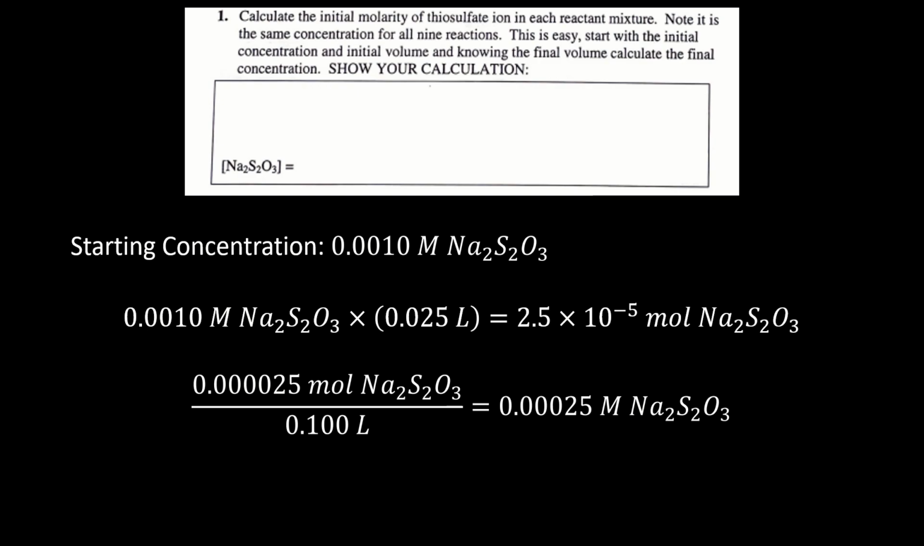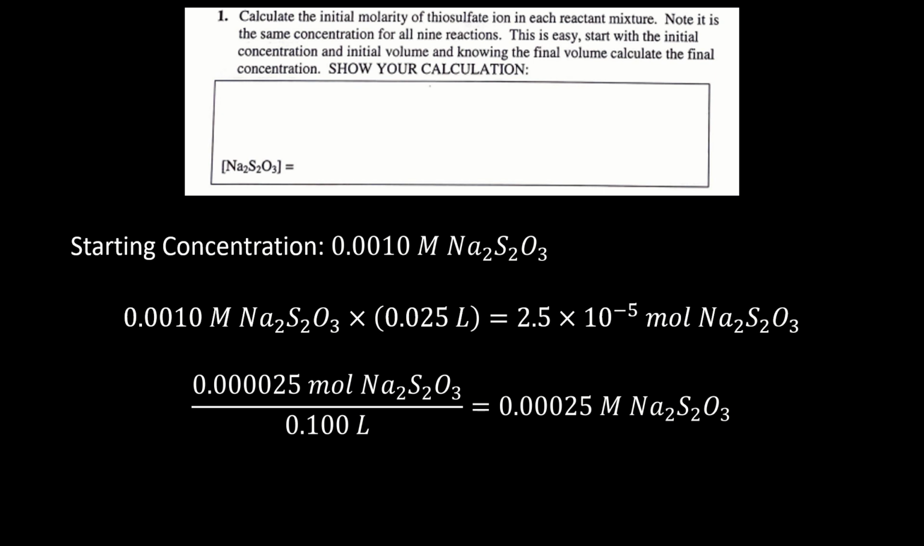Now, for your data sheet, these are the only questions that you have to submit for your post-lab assignment. Question 1 on your data sheet is: calculate the initial molarity of thiosulfate ion in each reactant mixture. Note it is the same concentration for all 9 reactions. This is easy. Start with the initial concentration and initial volume. Knowing the final volume, calculate the final concentration.